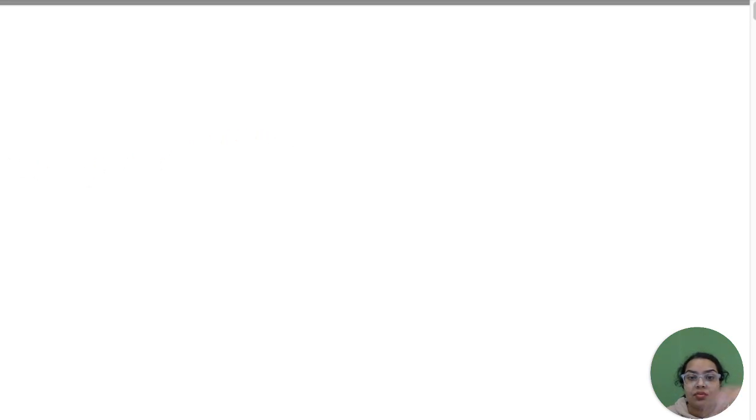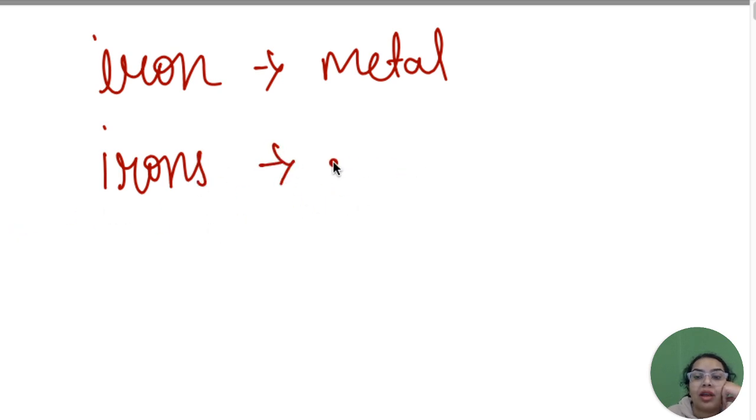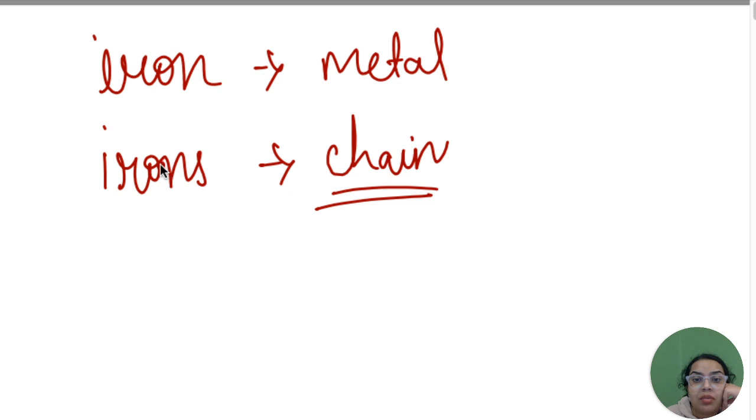Another example, third example. Iron. Okay. Now iron is metal iron I'm talking about, okay? Fe, science students. But when I say irons, I'm not talking about multiple things. I'm talking about chains. He was in irons, was in chain. Okay. So that's the difference. It is not the plural, but it has its own meaning.